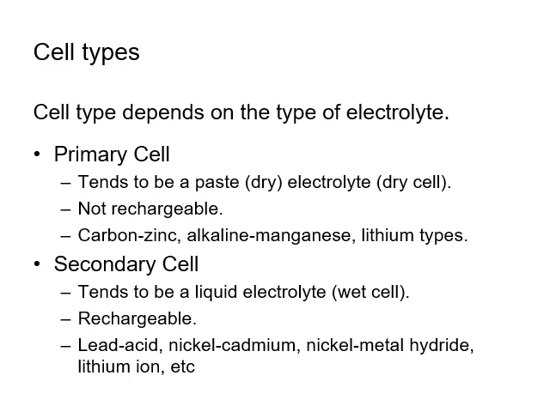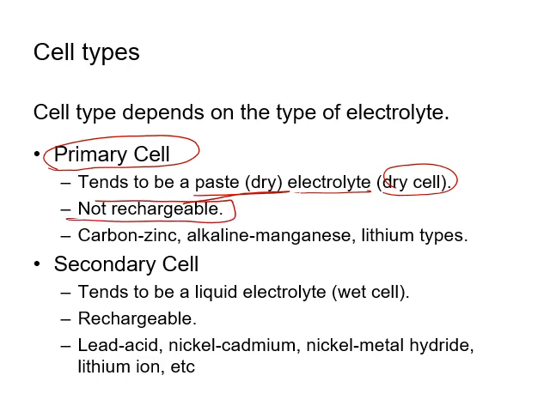So here are the cell types. You can have a primary cell, which has a paste, dry electrolyte, which is a dry cell. This is not rechargeable. Once you use it, garbage. And it has carbon and zinc electrolytes. And the paste, these are different types: carbon, zinc, alkaline, manganese, and lithium types.